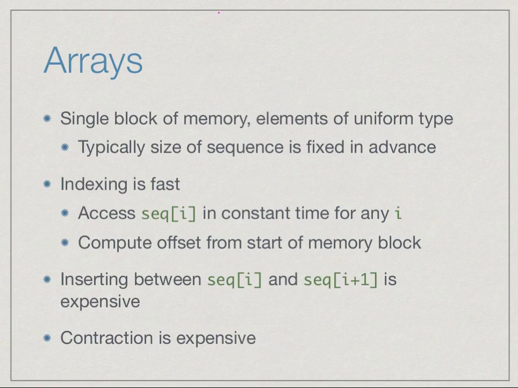In the same way, contraction is also expensive because we have to make a hole in some sense. So if we remove this element, then we have a hole here, and then we have to push everything up to block this hole, because remember the array must have all elements contiguous, that is without any gaps, starting from the initial position.